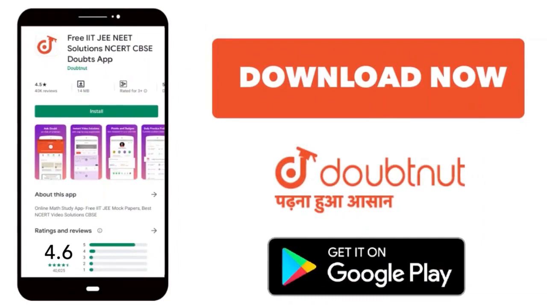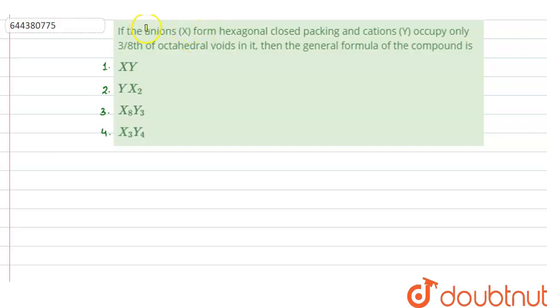The question says that if the anions X form hexagonal closed packing and cations Y occupy only 3/8 of octahedral voids in it, then the general formula of the compound is: option 1, XY; option 2, YX2; option 3, X8Y3; and option 4, X3Y4.